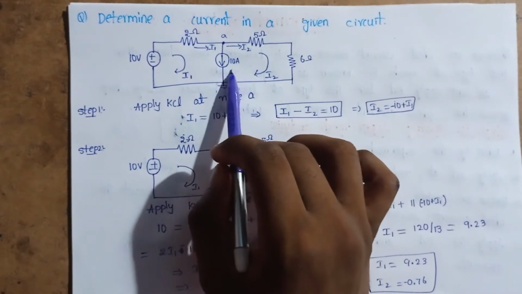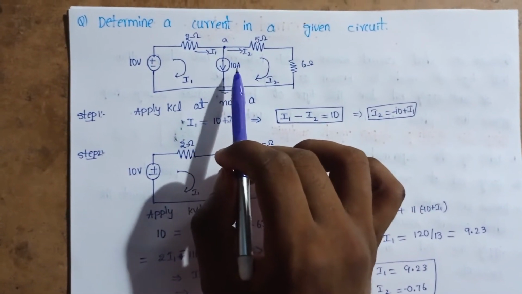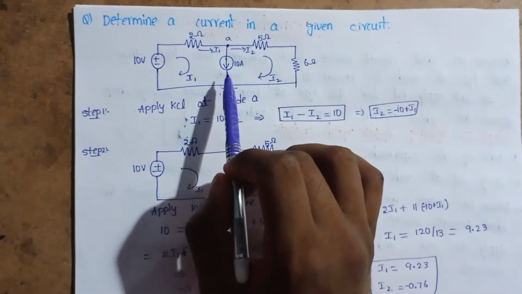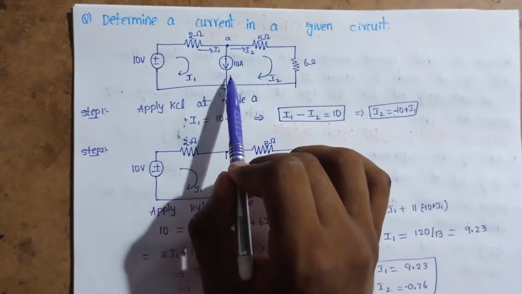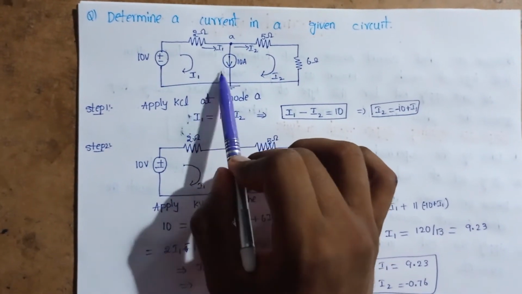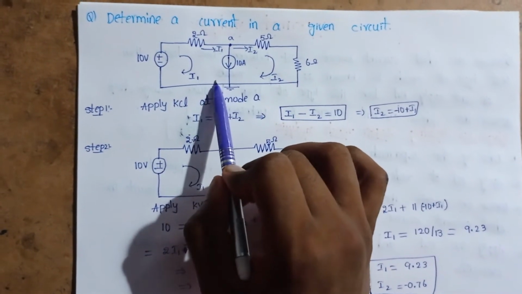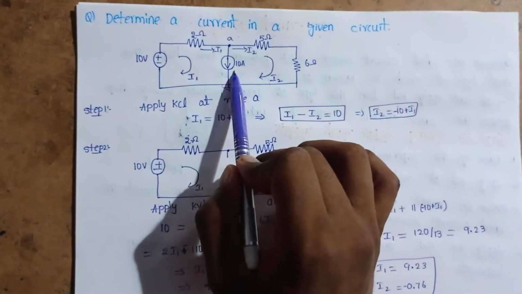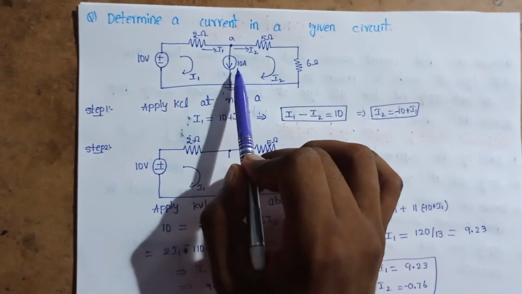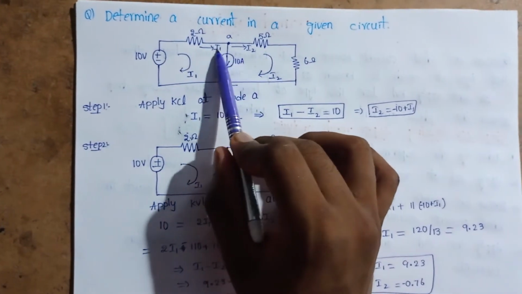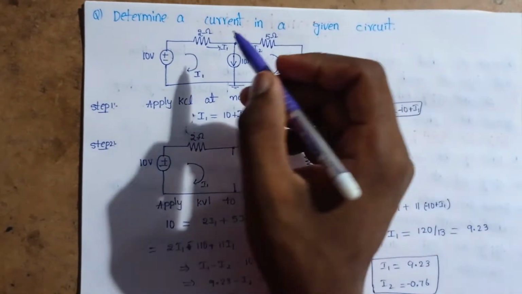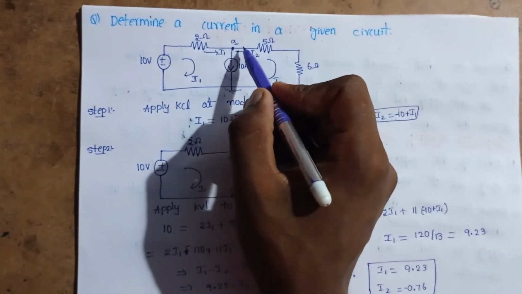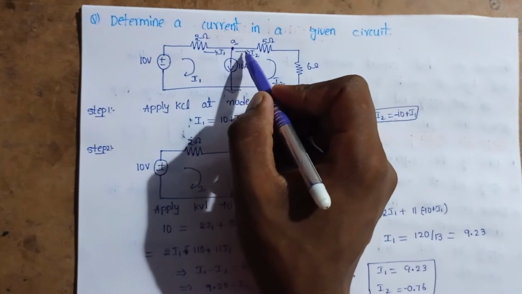Here we have to follow the steps for super mesh analysis. In super mesh analysis, the first step is to identify the super mesh. Yes, identified. The next step is to apply KCL at the node where the ideal current source is present. That means at node A we have to apply KCL.